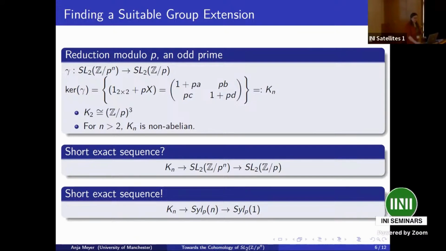And why is this awesome? Well, because on level 1, it's isomorphic to a cyclic group. We know the cohomology of a cyclic group, and we can compute group actions with the cyclic group relatively easily. I mean, easy enough for PhD students at least. So let's try to work with this one, shouldn't we?